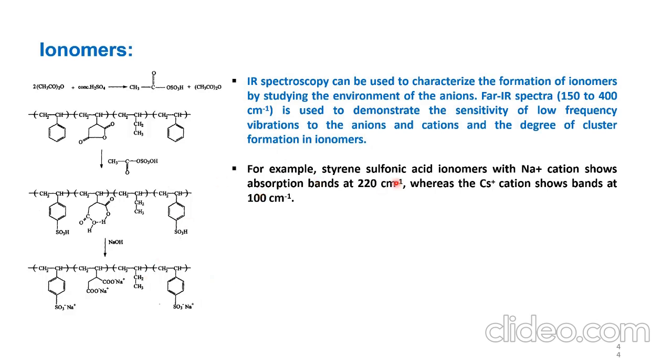So here in the far IR, we have to check for these kinds of ionomers, because sodium absorbs in the 220 centimeter inverse range, whereas cesium, the cation, gets absorbed at 100 centimeter inverse. So in those cases, we need to check far IR spectra. Depending upon the application again, we need to check the range of the IR that we need.